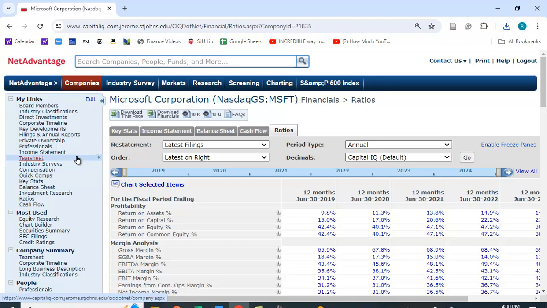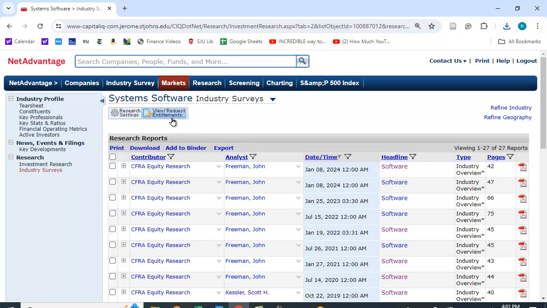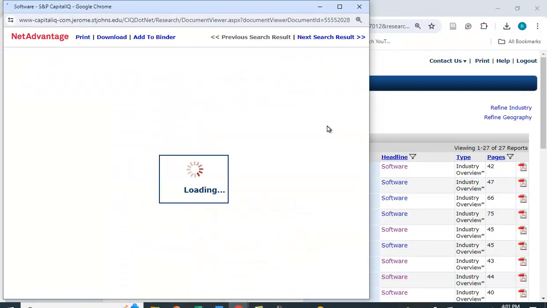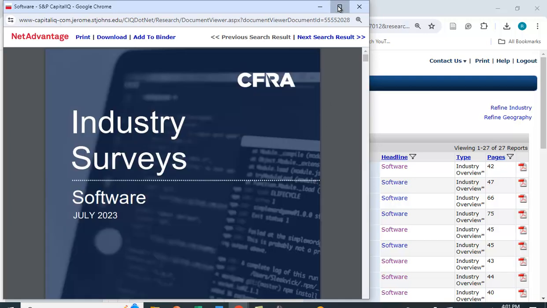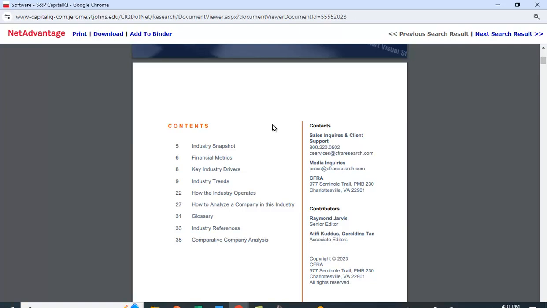Now, what's really interesting is to be able to look at industry information. So we could go to some industry surveys, and this is for the software industry, and you can see that they use CFRA Equity Research, and the analyst is John Freeman. And so you can take a look at these, and you can download this as well, an industry survey for the software industry. Here's a table of contents. So they give you a snapshot, some financial metrics, industry trends, etc.